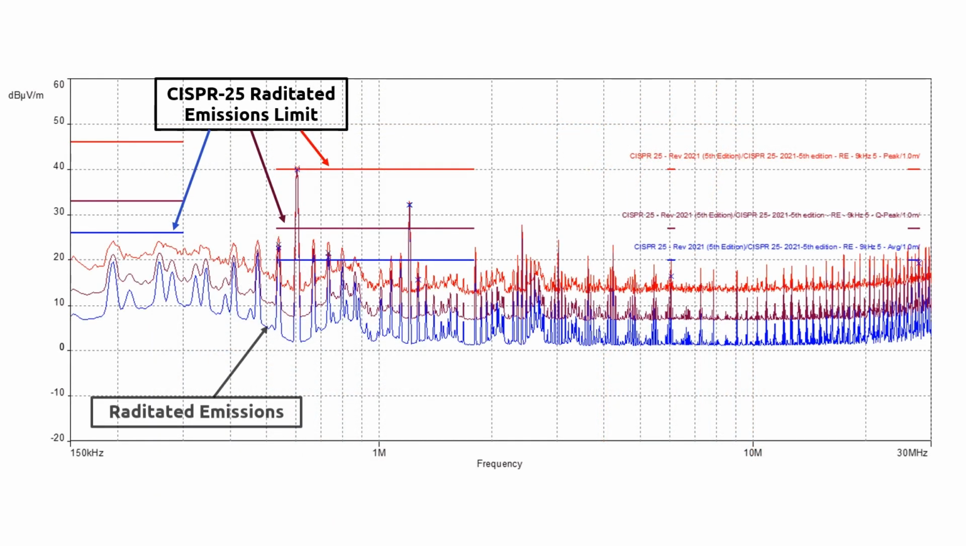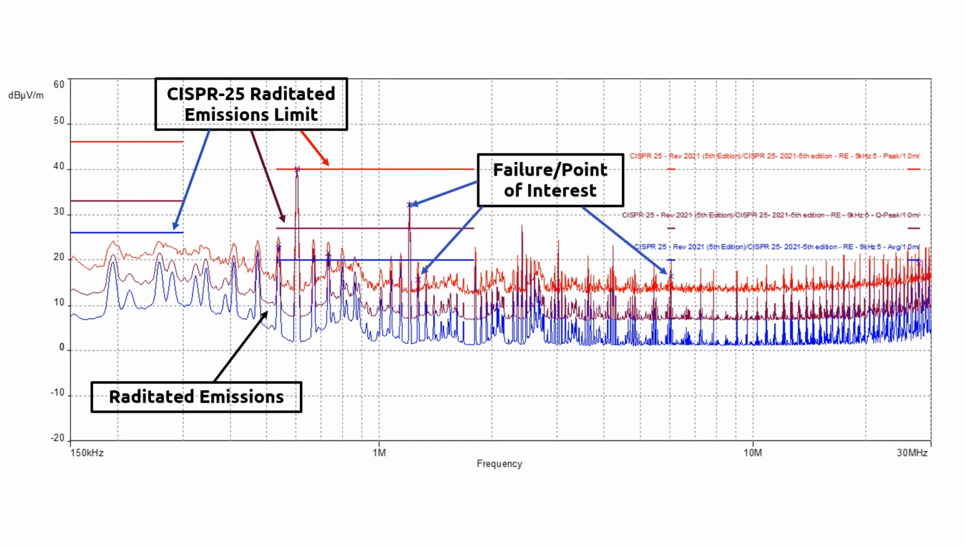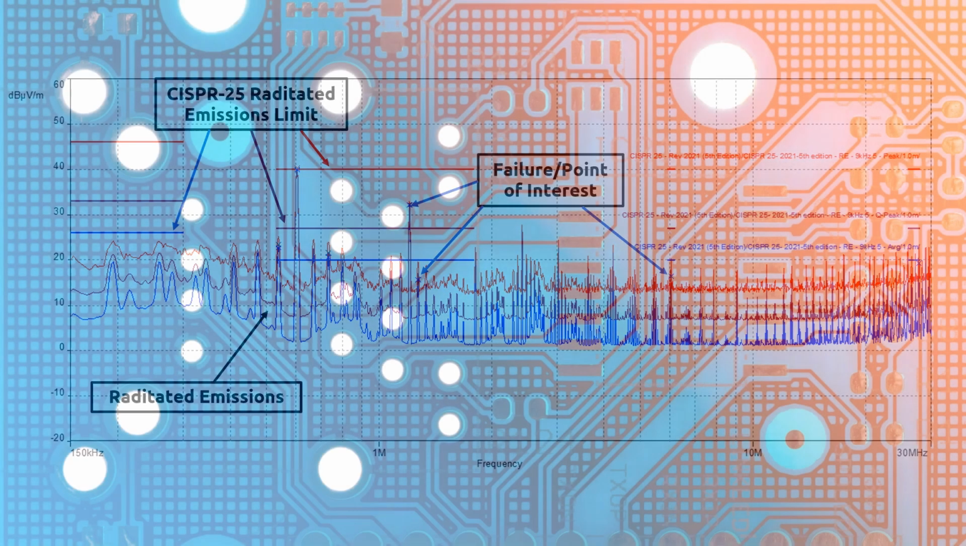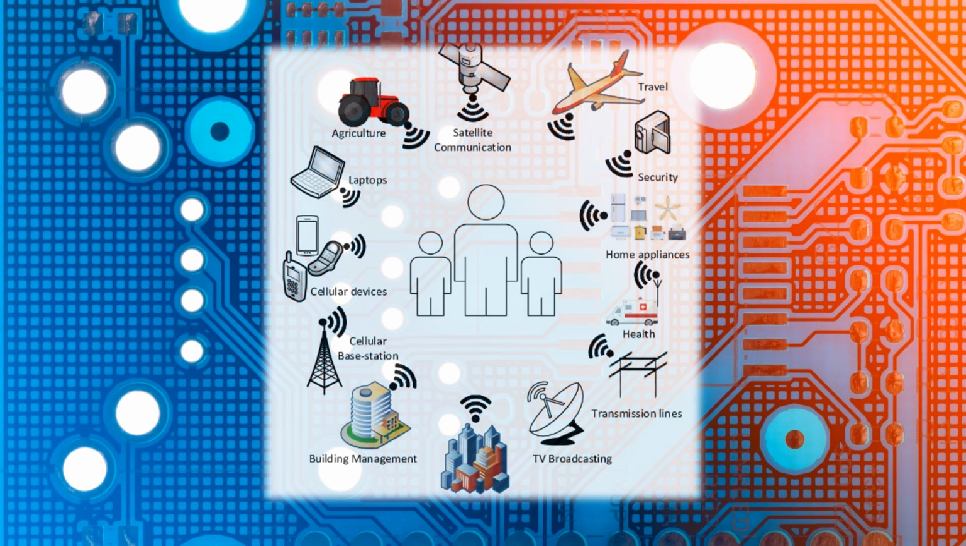It is used for testing the electromagnetic compatibility of electronic devices, which refers to the ability of the device to operate without causing interference to other devices or being interfered with by other devices.